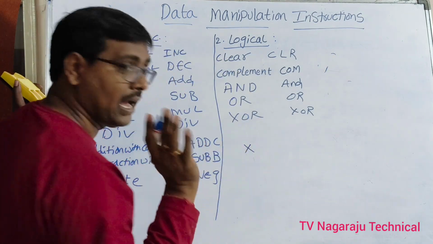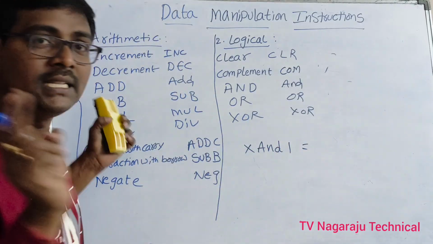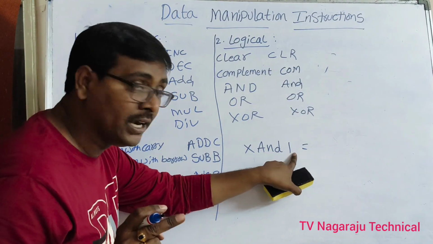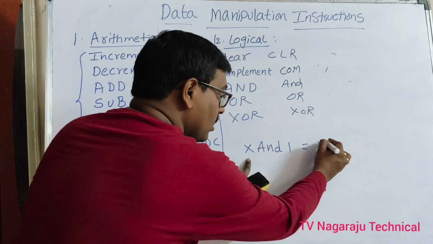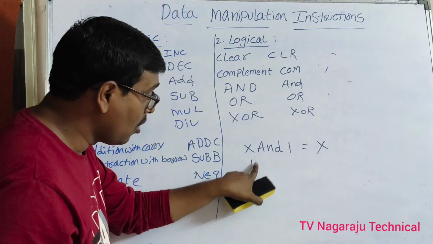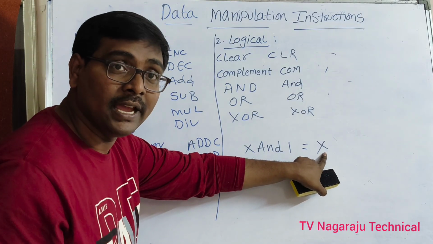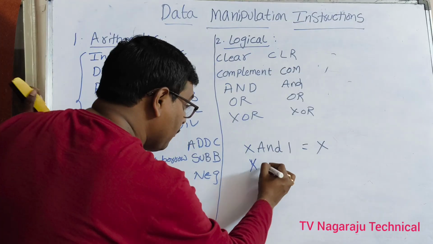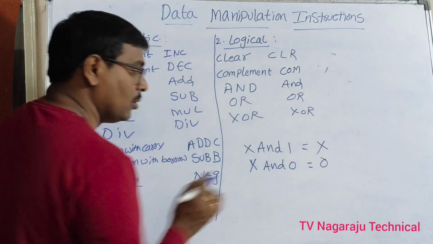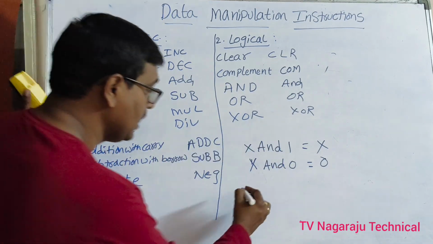For example, I have a number x, AND operation with 1. What is the output? If x is 0, 0 and 1, the answer is 0, that is x only. If x is 1, 1 and 1, the answer is x only. For example, x AND 0, what is the answer? Obviously 0. That is, for clearing the bits, we use the AND operation.